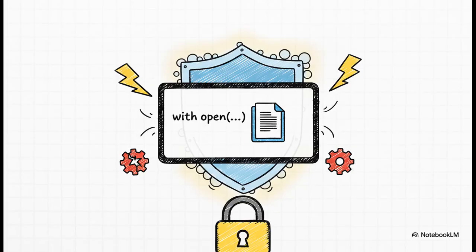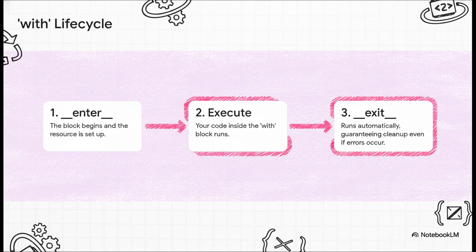I'm willing to bet you've written code that looks almost exactly like this, probably 100 times. That with statement for opening files is one of the most common patterns in all of Python. And guess what? You've been using a context manager this whole time, maybe without even knowing what it was called. The with statement is like a contract. It guarantees a very strict life cycle.